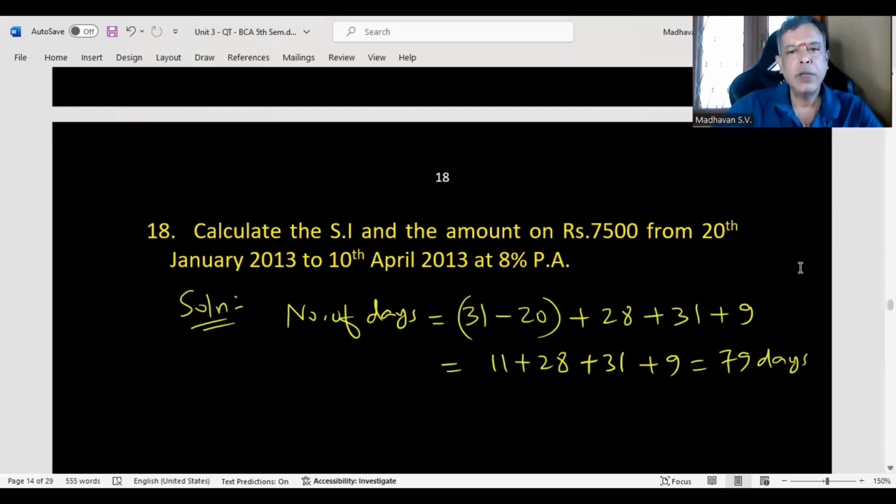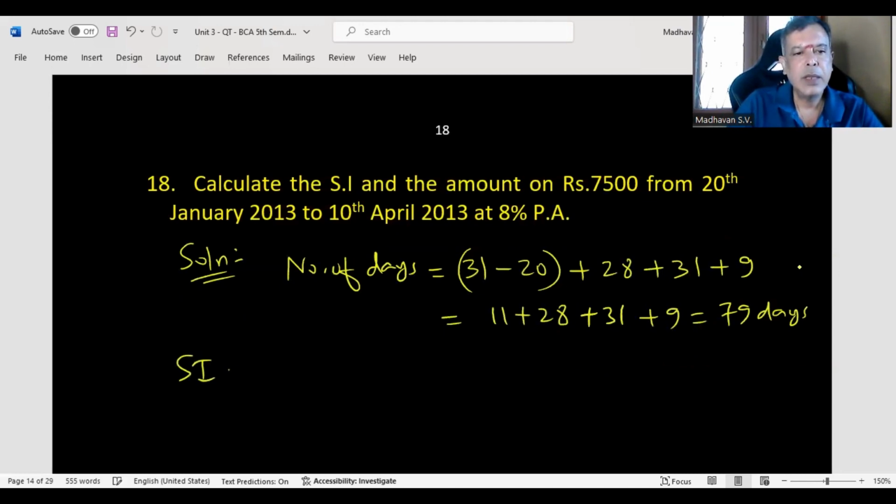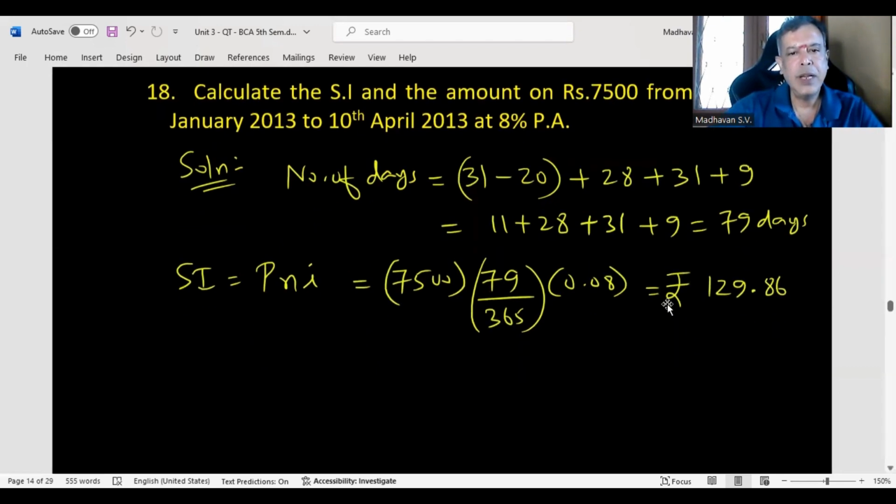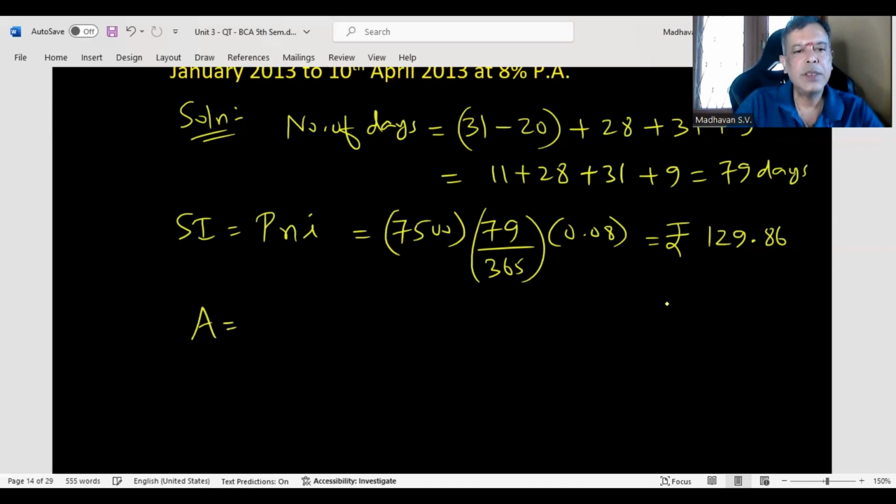Now, we have to calculate simple interest, and that is P into N into I. Principal is given in the question as 7,500. N is the period. Just now we calculated the number of days. We have to convert that into years, so 79 by 365, into I, which is given as 8%, so 0.08. If we multiply these three and calculate, we will get the simple interest as rupees 129.86.